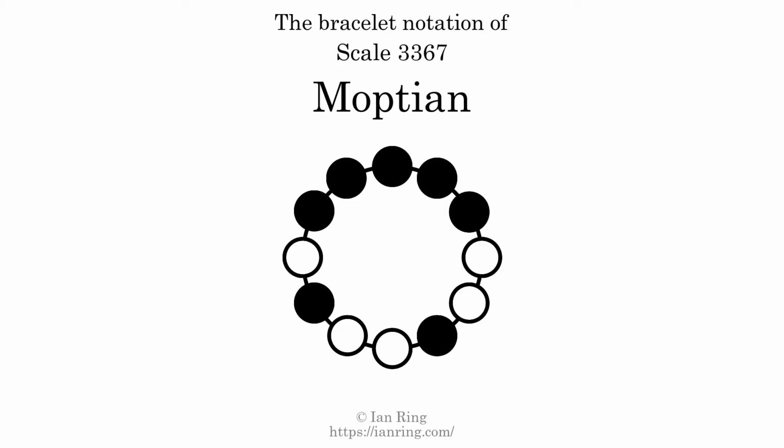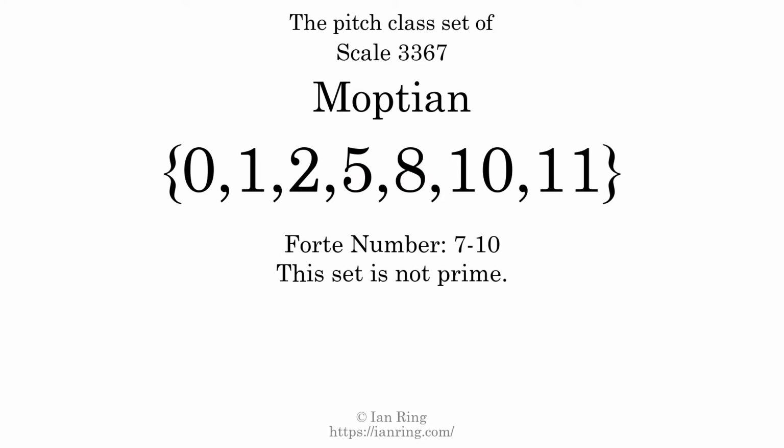This is a bracelet notation diagram of scale 3367. The shaded circles represent tones that appear in the scale, and they are read clockwise, starting at the top. The pitch class set for this scale is 0, 1, 2, 5, 8, 10, 11. The fault class is 7, 10. This set is not prime.